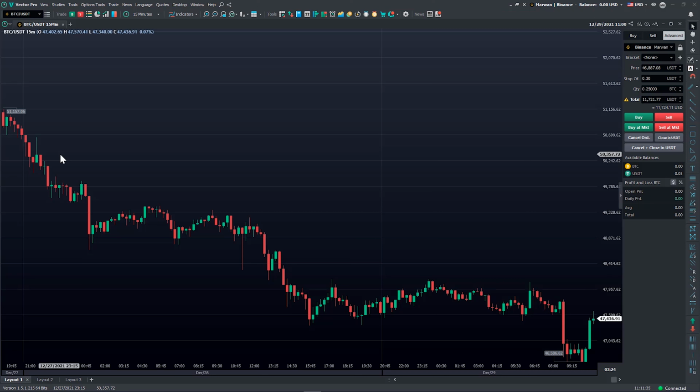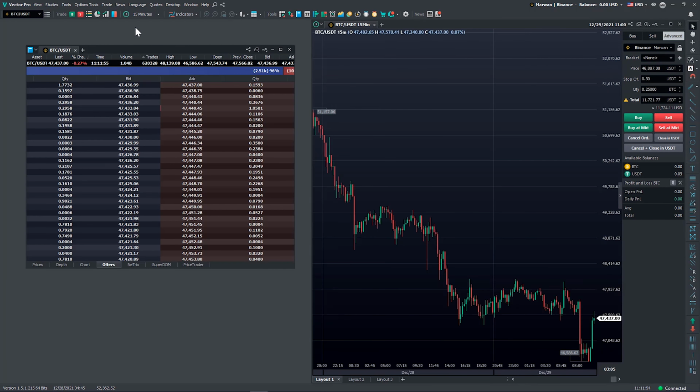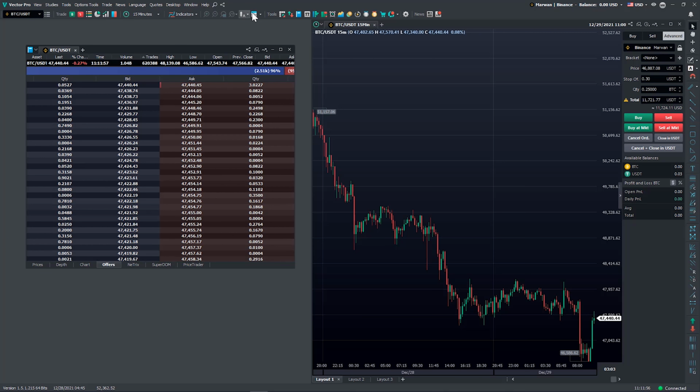First off, we'll take a look at market depth, which will help us follow the bid and ask offers on the market in real time, as well as the market liquidity to get an indication as to the future direction of the price of the given crypto asset. To access this tool, we'll go to the top menu bar under Tools, and we'll select Market Depth. Let's go ahead and adjust our screen.